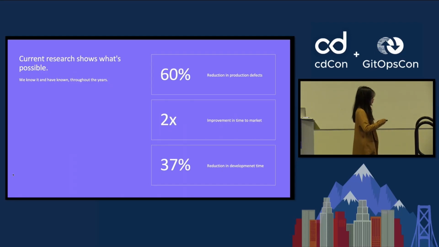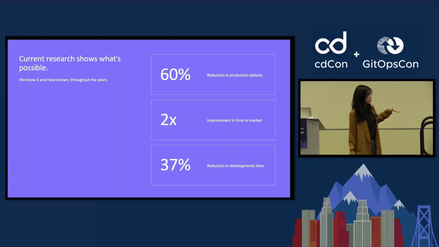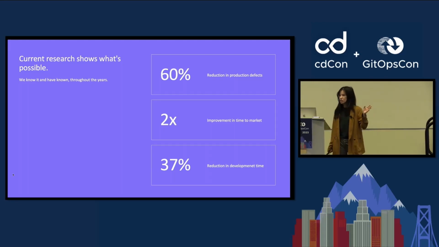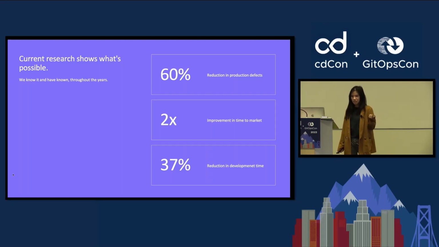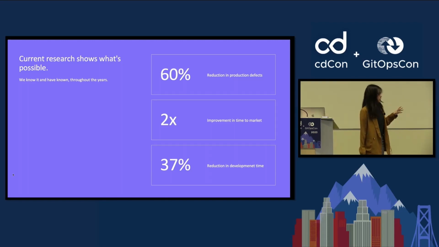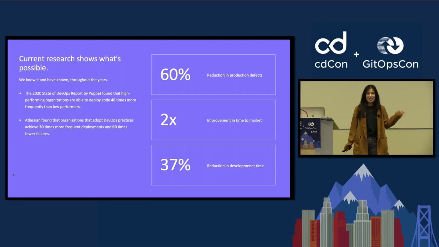Cool. Okay, so I know that a lot of us here have seen developer reports, measures of what could happen if you have continuous delivery. I think it continuously shows that if we're able to implement continuous delivery and DevOps practices, we're able to reduce product defects, increase time to market, and also reduce development time in general. And the studies continue to show that year over year.